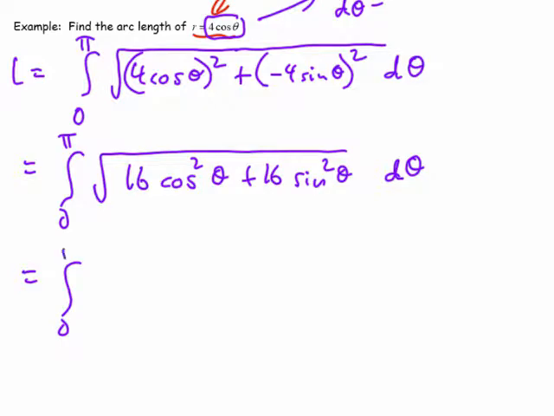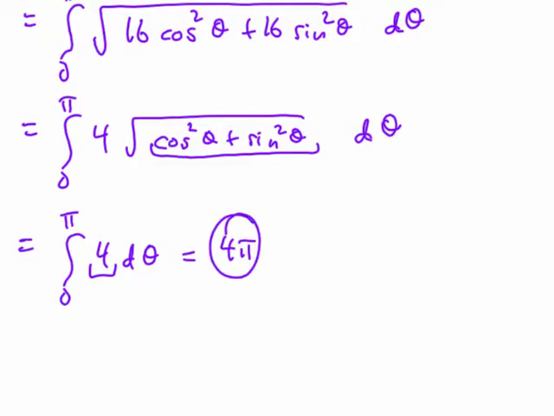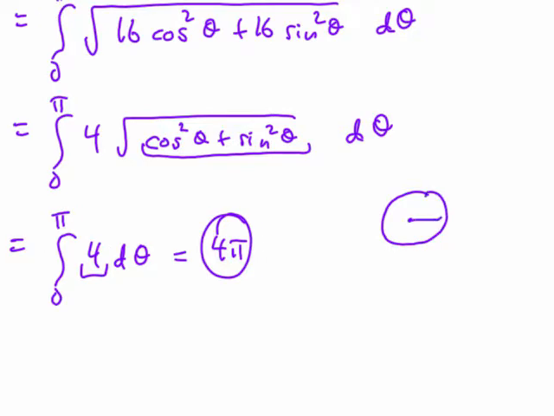I can factor out the 16, square root of 16, which is 4. And that's going to leave me with cosine squared plus sine squared. And cosine squared plus sine squared equals 1, and the square root of 1 is 1. So when I'm integrating between 0 and pi, it's 4. And since this is a constant, I can just think of this as 4 times pi. So there's my answer, and going back to the idea that it was a circle with a radius of 2, the circumference of a circle can be found by the formula 2 pi r, which will match the answer I got with the integral.